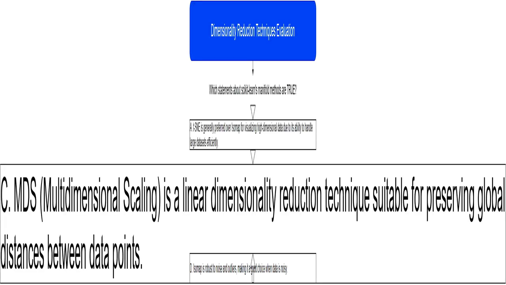This statement is false. MDS, multidimensional scaling, is actually a nonlinear technique. It's designed to preserve the overall distances between data points, not just the local ones. Principal component analysis, PCA, is an example of a linear technique.